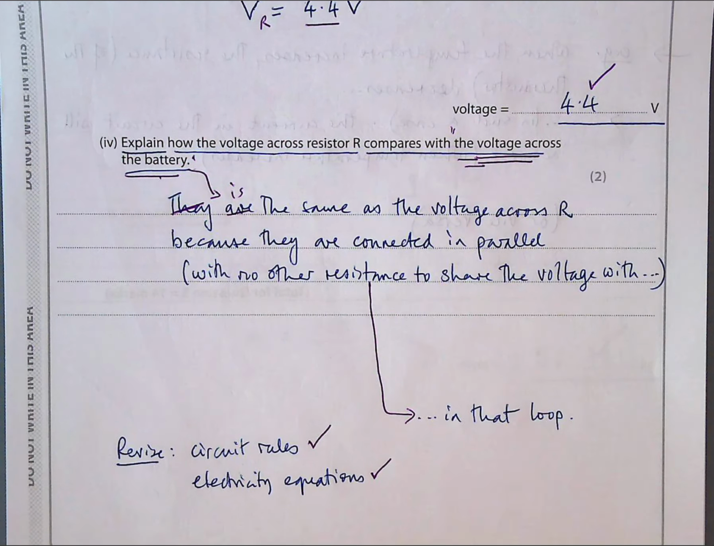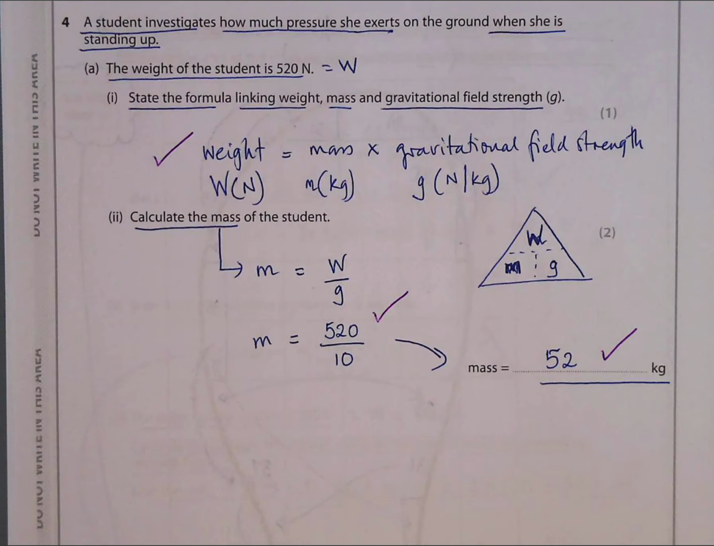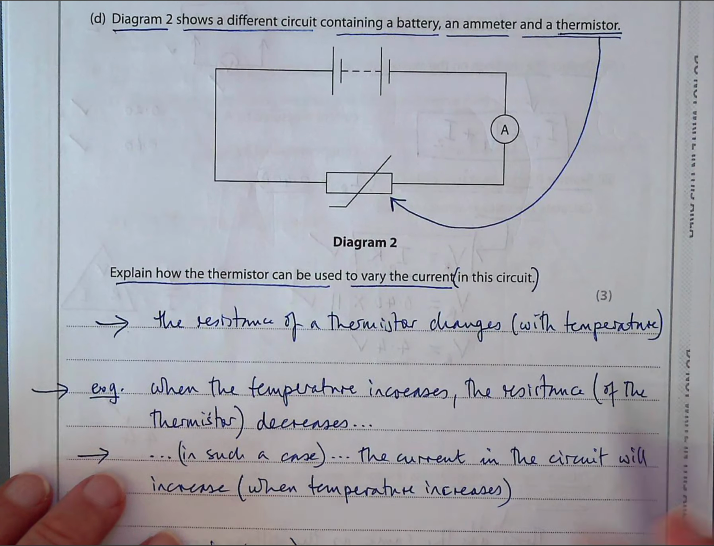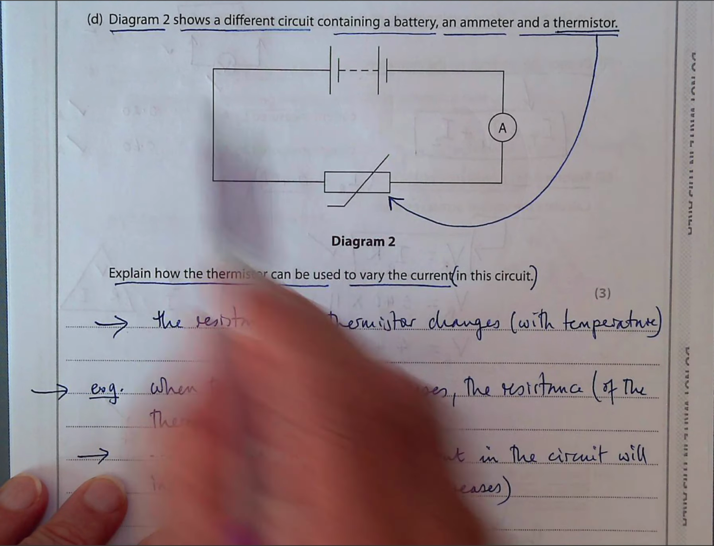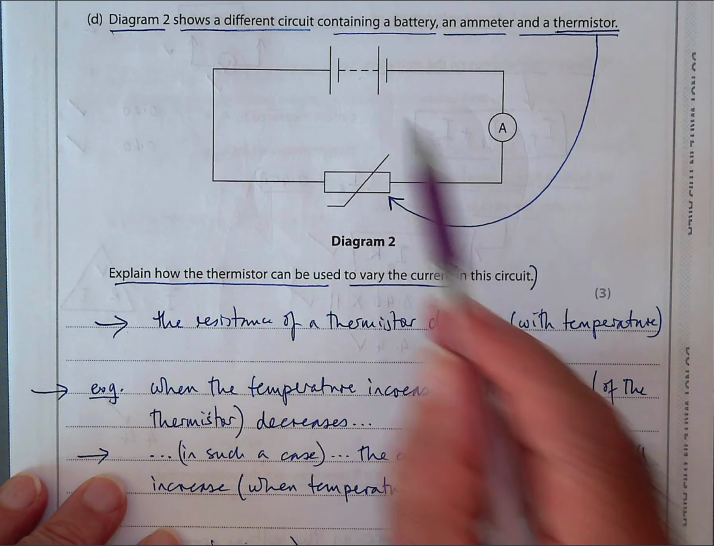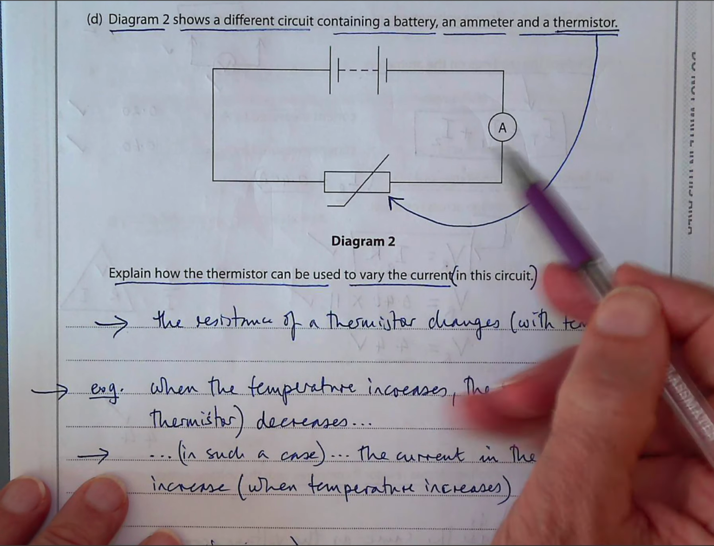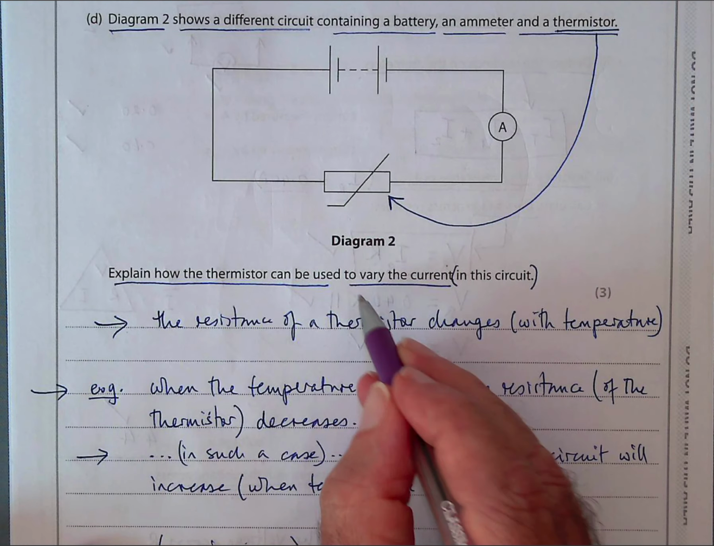So we've now finished question 3. Oh no, we haven't. There's a part D. So part D, they've now got a battery, an ammeter, and a thermistor. So the circuit is a different circuit. So you've got a battery, a thermistor, so it's a temperature-dependent resistor, and an ammeter. Explain how the thermistor can be used to vary the current.